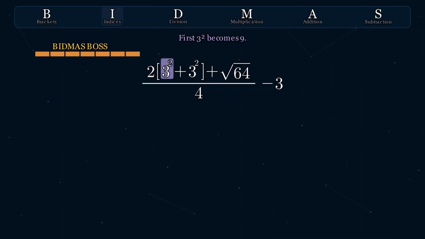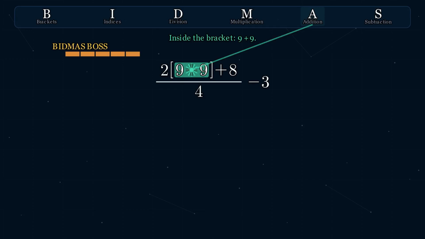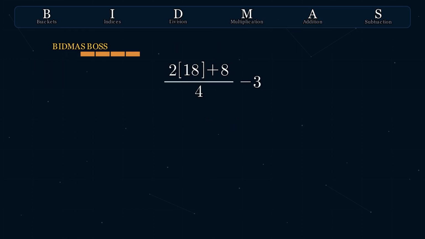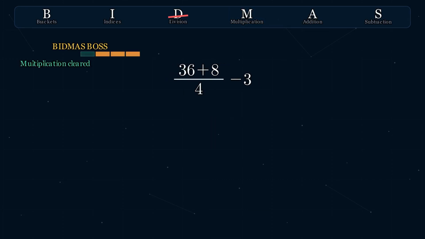The first 3 squared equals 9. The second 3 squared also equals 9. The square root of 64 equals 8. Now the square bracket still needs finishing. Inside it, 9 plus 9 equals 18. Now multiply. 2 times 18 equals 36. Next, add the 8. 36 plus 8 equals 44.